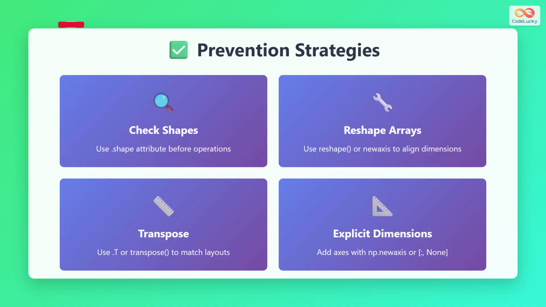Now let's explore 4 key strategies to prevent broadcasting errors. First, always check shapes using the .shape attribute before performing operations. Second, reshape arrays using the reshape method or newaxis to align dimensions properly. Third, use transpose with .T or the transpose function to match array layouts. Fourth, add explicit dimensions using np.newaxis or the bracket colon comma None syntax. These techniques give you full control over array shapes.